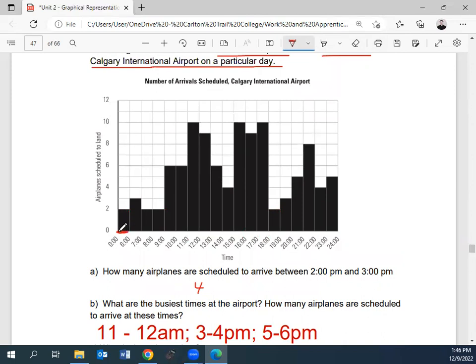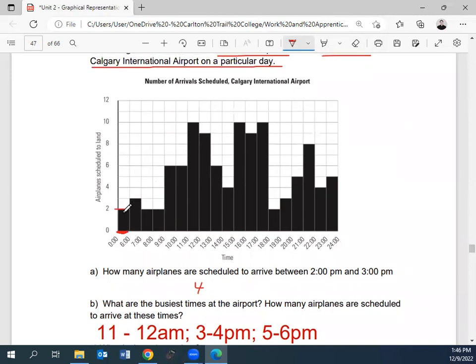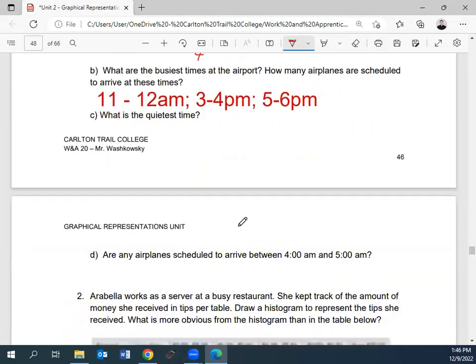So now we can see our scale sometimes changes, so we have to pay really close attention to what it's telling us. Between 0, which is midnight, to 6 a.m., there are 2 planes that arrive. So when it asks us, are there any airplanes scheduled to arrive between 4 a.m. to 5 a.m.? Maybe, we don't know. That could be at 2 a.m.